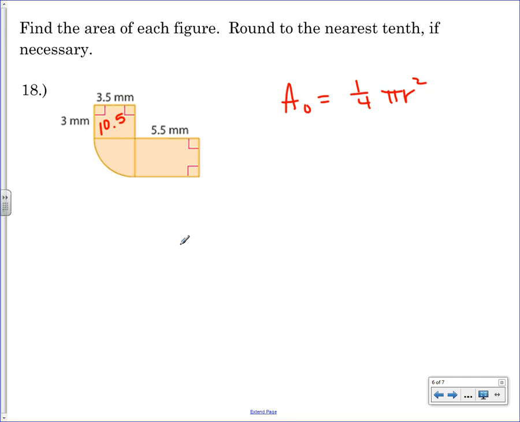What do you think? Yeah? 3.5. It's one or the other, right? You guys got to pick. So let's look at this. If this is 3.5, what's this?